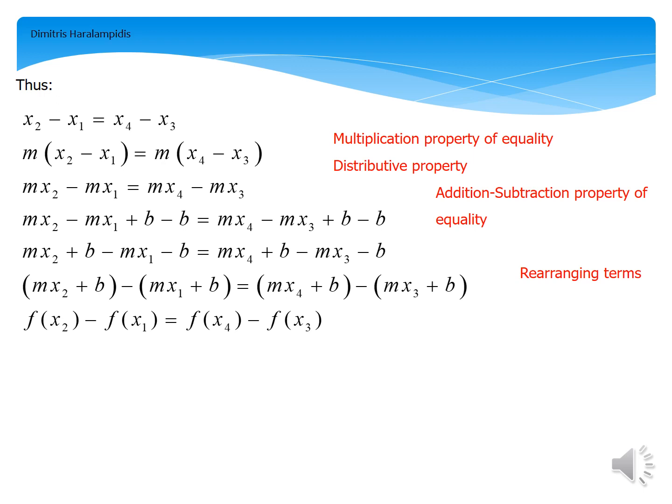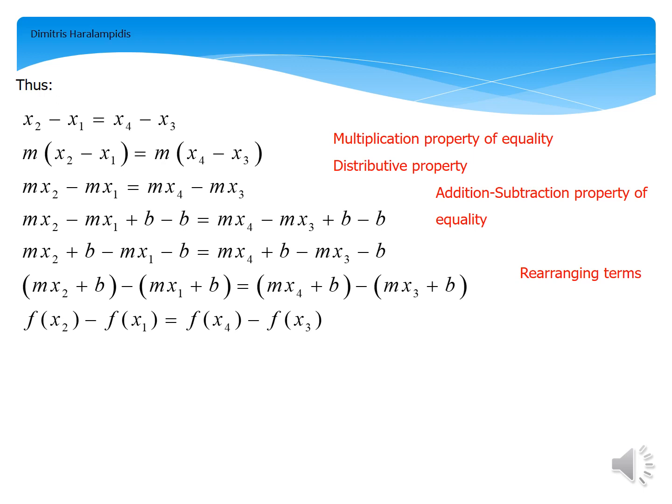Thus, we start with the expression x2 minus x1 equals x4 minus x3. Next, we apply the multiplication property of equality, and we multiply both sides of this expression by m. So we have that m times (x2 minus x1) equals m times (x4 minus x3). Then we apply the distributive property. That is, to multiply the m outside the bracket with each term inside of it. Thus we get that m times x2 minus m times x1 equals m times x4 minus m times x3.